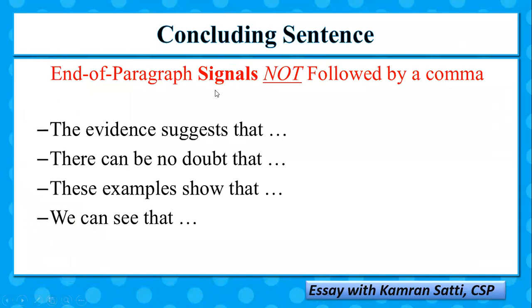Now, end of paragraph signals not followed by a comma. Now, these are also ways in which you can end your paragraph. These are phrases. The evidence suggests that rats have managed to. There can be no doubt that these examples show that. We can see that. Now here, there isn't any pause. You will continue your sentence in the same way, like this: evidence suggests that rats have managed to. So there is no comma. You just keep on writing. You finish your thought in the sentence without writing any comma.